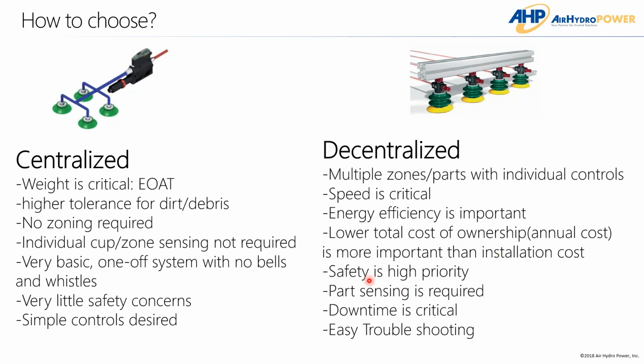And along with that, your safety is a high priority. Part sensing is required. Downtime is critical, and easy troubleshooting. So as you can imagine, when you factor in these criteria, safety, downtime, and easy troubleshooting, the added initial cost of doing a decentralized system can easily be accounted for when moving to one pump per cup.